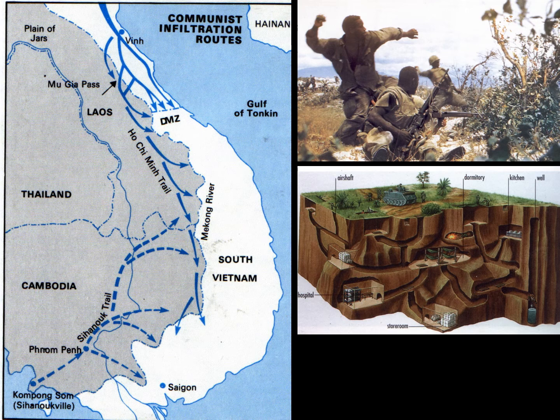You can see on the bottom right a trench system. A great number of underground facilities were built by the Viet Cong in order to hide supplies and hide the insurgents in the jungle.